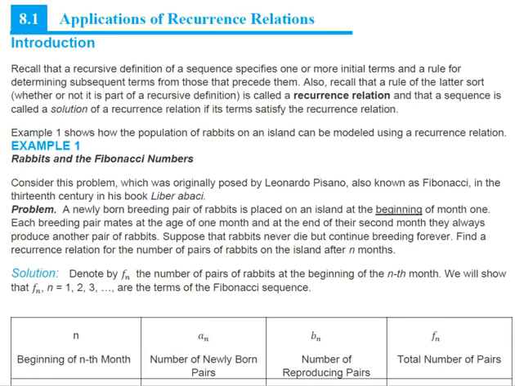Applications of recurrence relations. Recall that a recursive definition of a sequence specifies one or more initial terms and a rule for determining subsequent terms from those that precede them. Also recall that a rule of the latter sort is called a recurrence relation, and that a sequence is called a solution of that recurrence relation if its terms satisfy the recurrence relation.